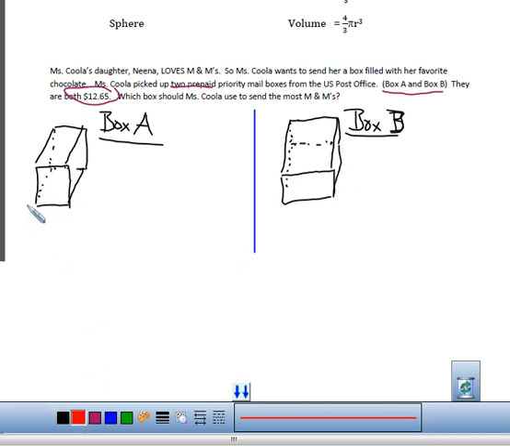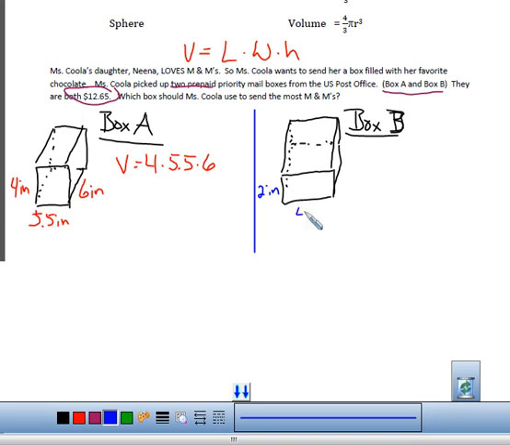Okay, so the dimensions of box A are 4 inches high by 5.5 inches wide and 6 inches deep. So the volume for box A, or for either of these, is going to be length times width times height. So I'm going to plug in 4 times 5.5 times 6. For box B, I have a height of 2 inches. I have a base of 4 inches. And this one is actually a lot longer than it looks. It's 16.5 inches deep. So the volume for this is going to be 2 times 4 times 16.5.